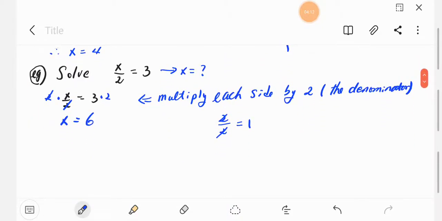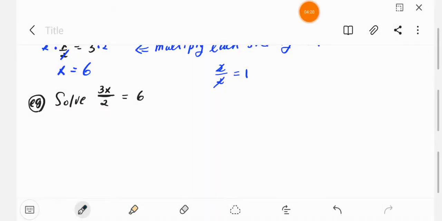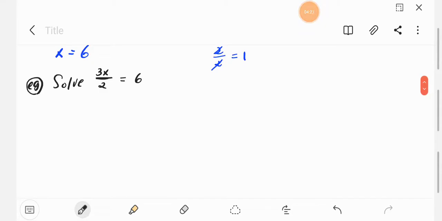Okay, then what if we have an equation that has a fraction? Let's try this one. 3x over 2 equals 6. We want to make this x equals something, right? So we have to get rid of 3 and 2. So we can rewrite it like this. 3x over 2 is equivalent to 3 over 2 times x over 1, right?